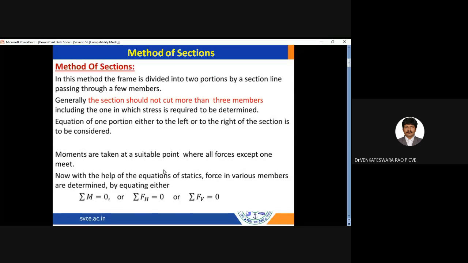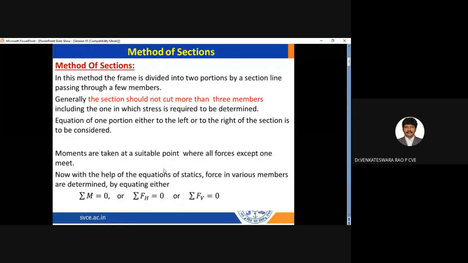See, today's plan is to discuss the second method to find out the forces in the members of a truss, that is, the method of sections. See, here there is some red line. You see, generally the section should not cut more than this number. Anyway, we'll come back to that procedure.